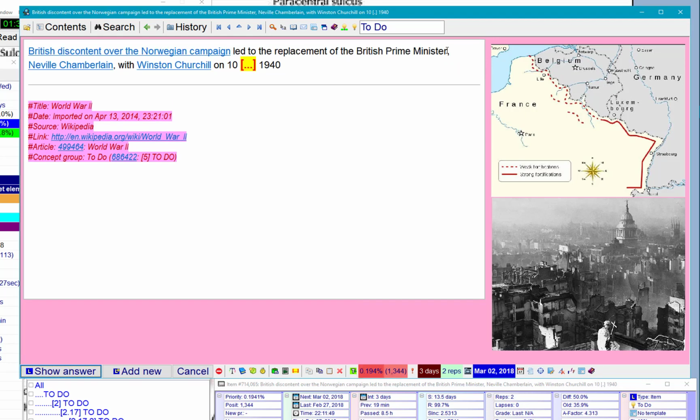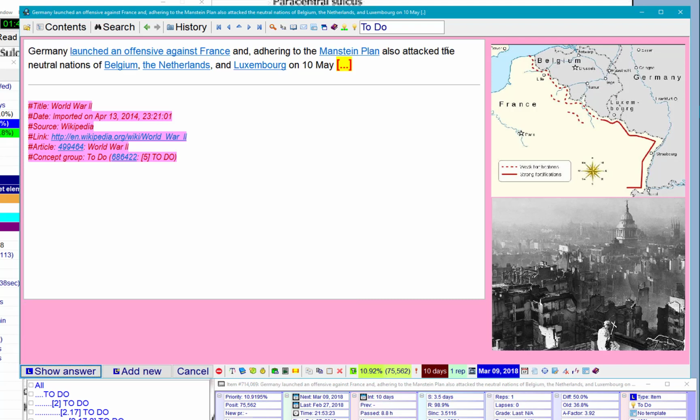British discontent over the Norwegian campaign led to the replacement of the British Prime Minister Neville Chamberlain with Winston Churchill on May 10th, 1940. Okay. Germany launched an offensive against France and, adhering to the Manstein Plan, also attacked the nations of Belgium, Netherlands, and Luxembourg on May 10th, 1940. This I remember pretty well, so I give myself a great score, 5.